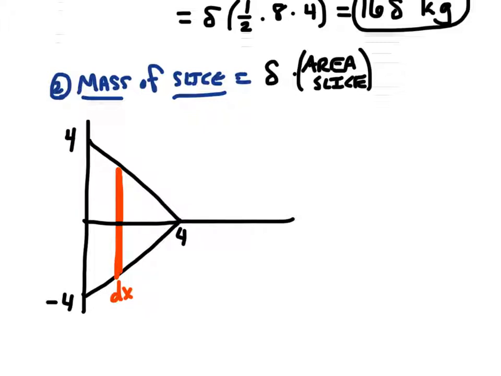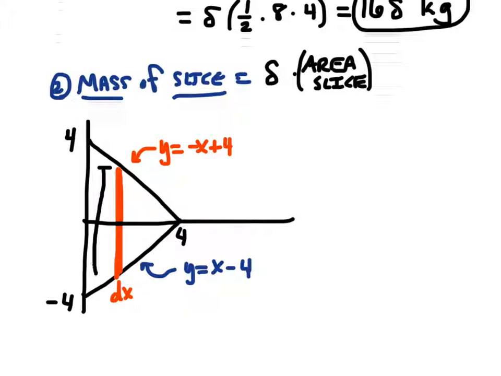So pretty easily we can find that the equation of this line is -x plus 4. And the equation of this line on the bottom here is y equal to x minus 4. Okay, so when we want to find what this total height is, because we're going to need this height to find the area of this slice, it's just going to be the top y minus the lower function. So minus x plus 4 minus x minus 4. That'll be the height of our slice.